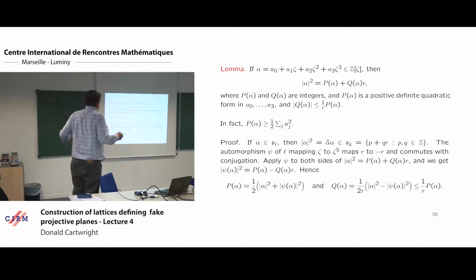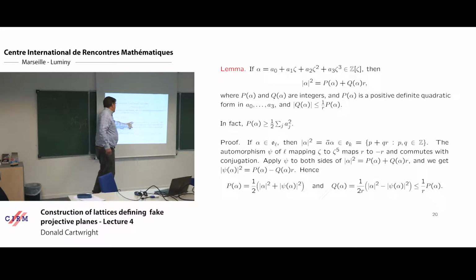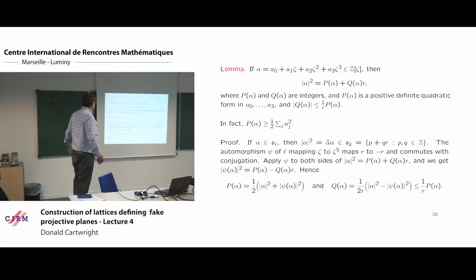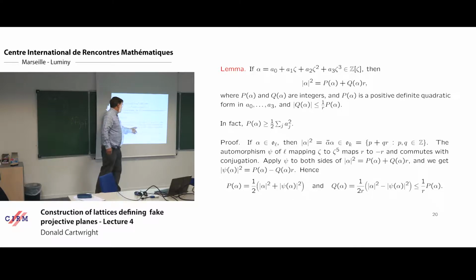This is something so easy that I can actually give a proof which might be comprehensible. So if you start with an algebraic integer, its absolute value, its conjugate is an algebraic integer too, so this is an algebraic integer. It's in K, and so the algebraic integers in K look like this. So we know that you must have an equation like this. Now, there's an automorphism of the field L which interchanges r and minus r and commutes with conjugation. So if you apply it to both sides of this equation here, you get this equation.